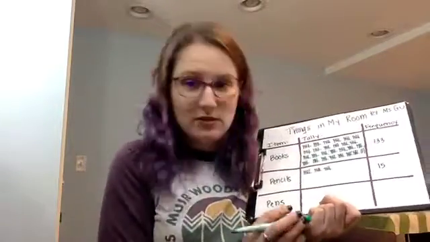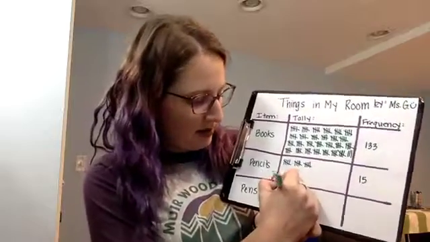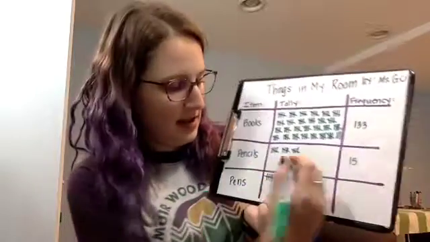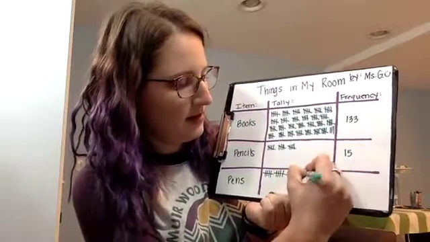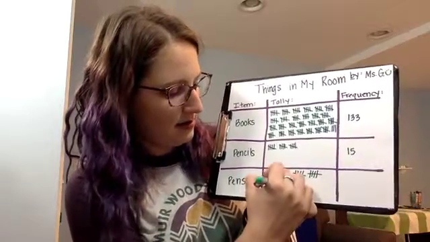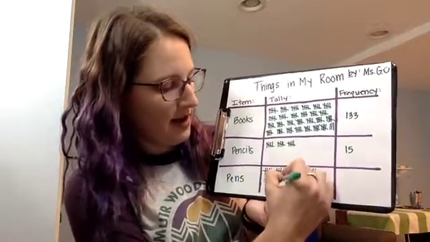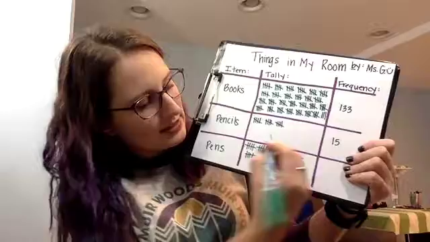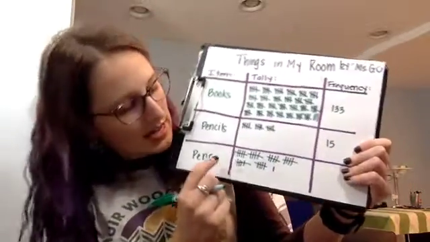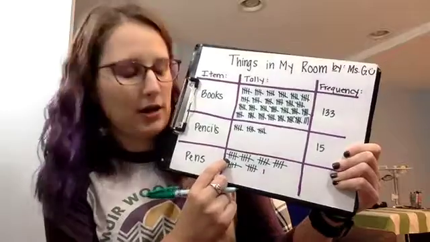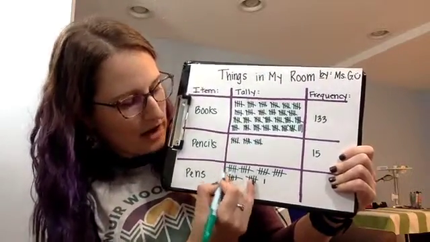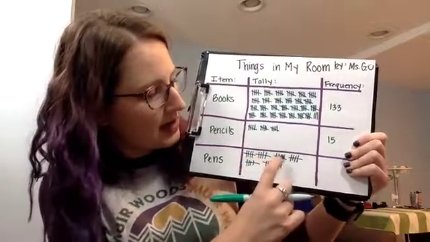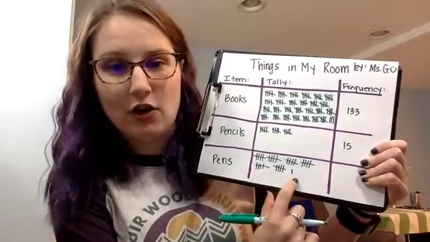So I started counting, and I was making my tally marks, and I realized that I have 5, 10, 15, 20, 25, 30, 31 pens. Notice that when I was making these tally marks, each single tally mark counts for 1. But when I get to 5, I make this cross, and now I can just count them by 5s. So I can go 5, 10, 15, 20, 25, 30, 31.